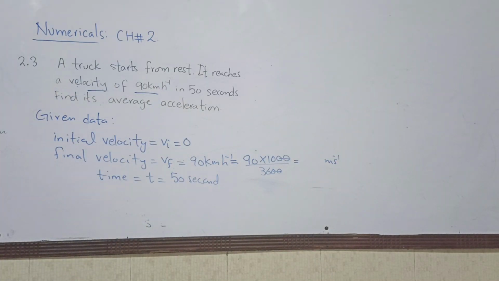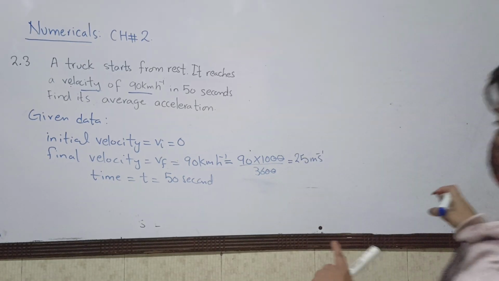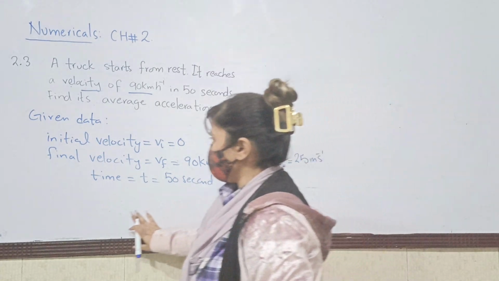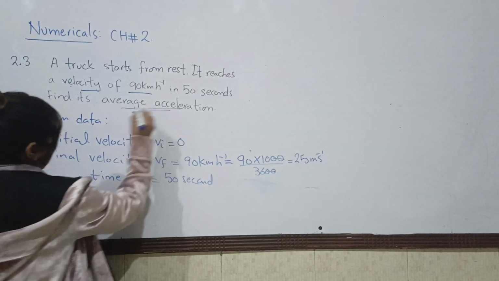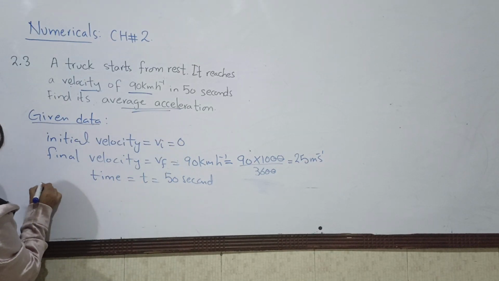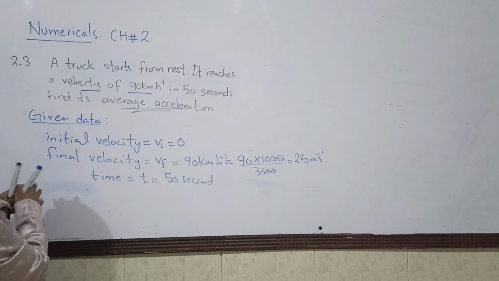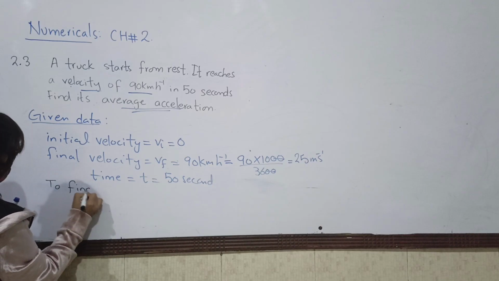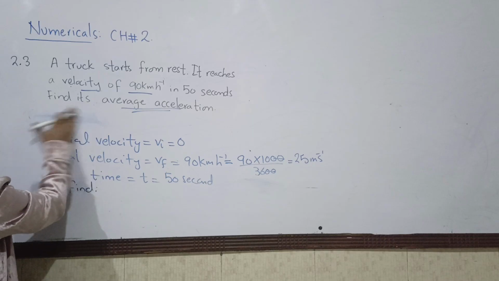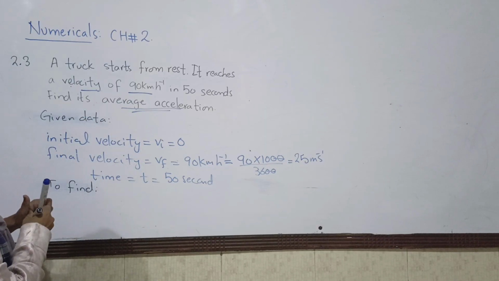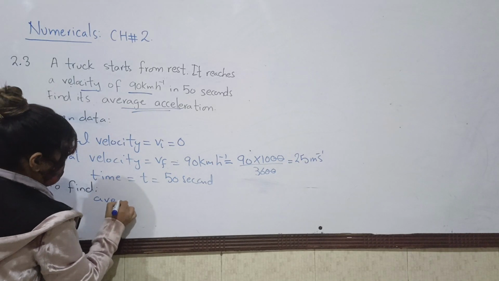Write its answer. That is, now I have changed this velocity into meter per second, 25. The SI unit we have to find, but we have to find average acceleration as needed. So we write to find. You can use another marker, and we have to find average acceleration.